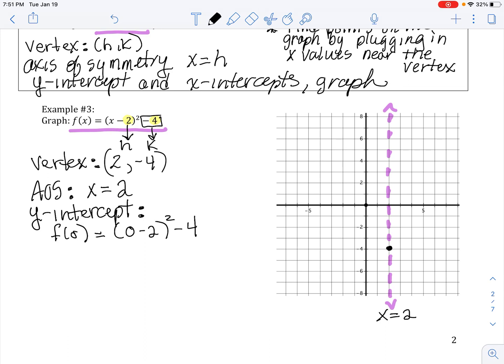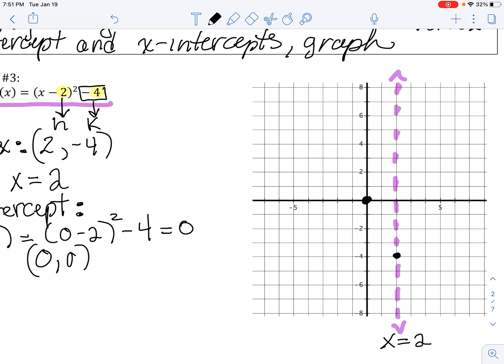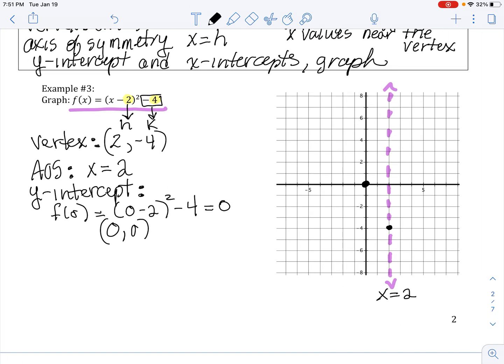Order of operations. Do parentheses. 0 minus 2 is negative 2, squared is positive 4, subtract 4 is 0. So that means (0, 0) is a y-intercept, and it's a bonus because it's also an x-intercept, because that's a place where it's crossing the x and y-axis at the same time. So if that is an x-intercept, we can find the other one by using our line of symmetry.